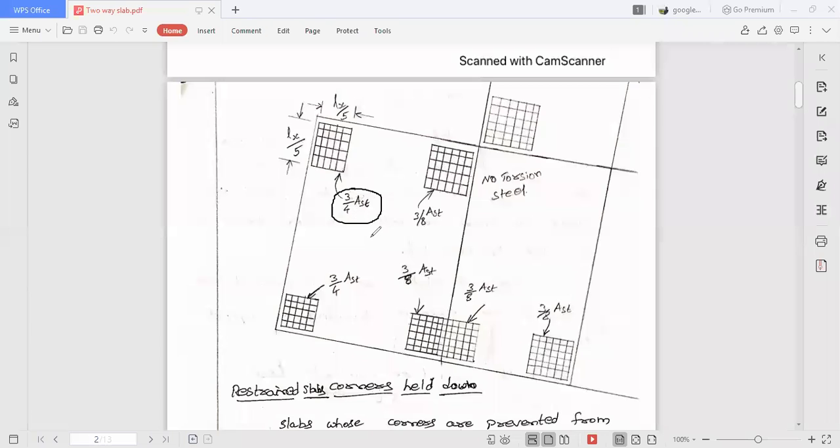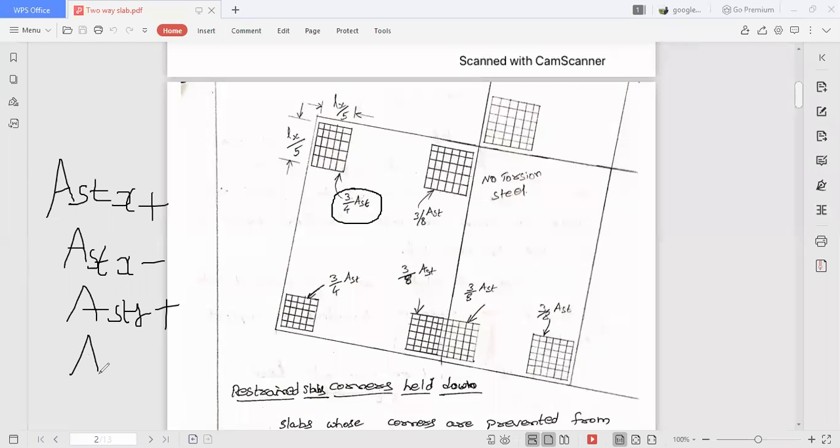Here in the problem, AST means there are 4 types of ASTs. In case of restrained slabs, we get 4 types of ASTs, which I'm listing here. Just understand: ASTX positive, ASTX negative, ASTY positive, ASTY negative. These are the 4 steels we will get in case of restrained slabs.